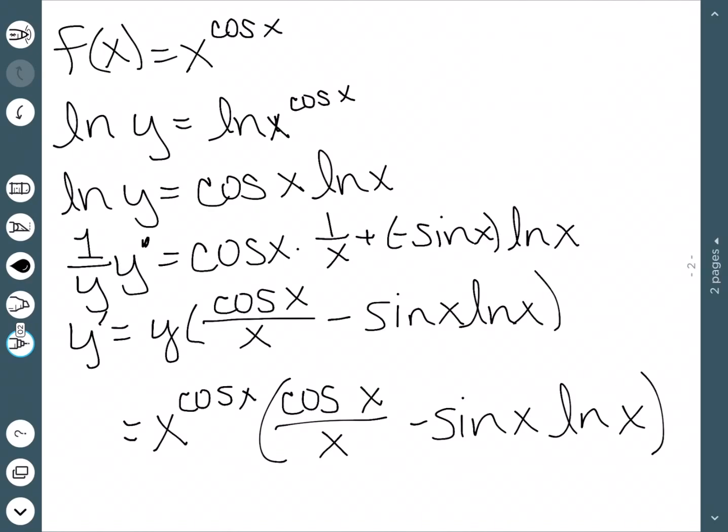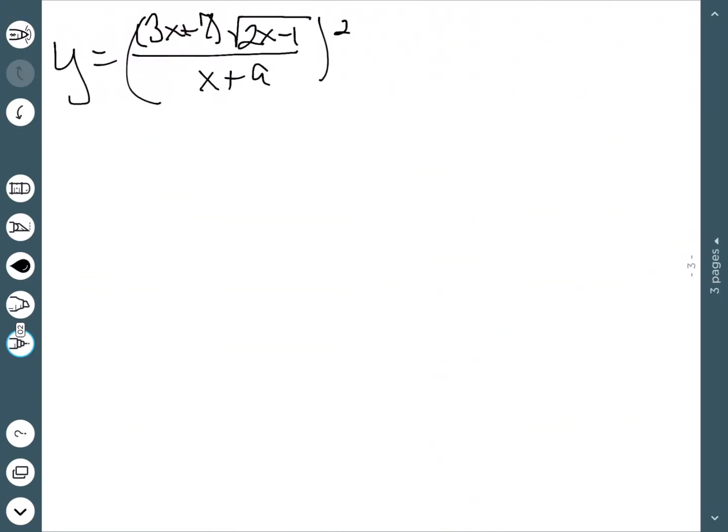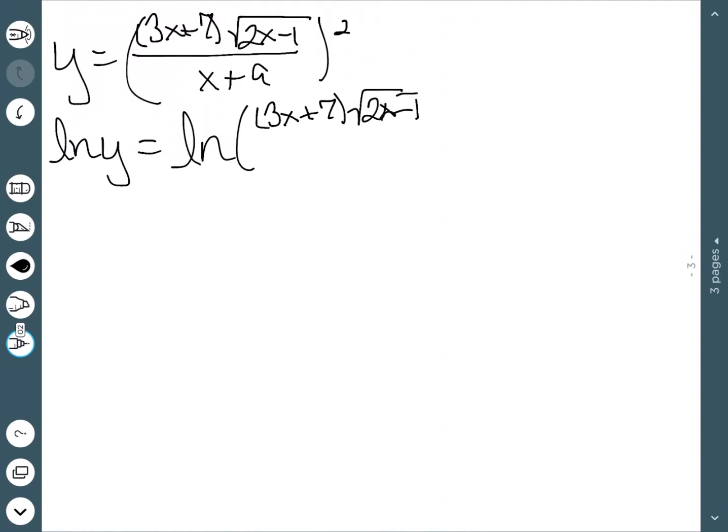In general, logarithmic differentiation is used whenever we have this x in the base and an x in the exponent. But it can be used on other things as well to help simplify them. Let's look at another example. Here I have a really complicated function that if I tried to take the derivative of, I would need to use the chain rule 3 times, the product rule once, and the quotient rule once, which is not ideal. So instead, we're going to start by taking the natural log of both sides. So ln of y is ln of this horrible function, 3x plus 7, square root of 2x minus 1, all over x plus 9, all squared.